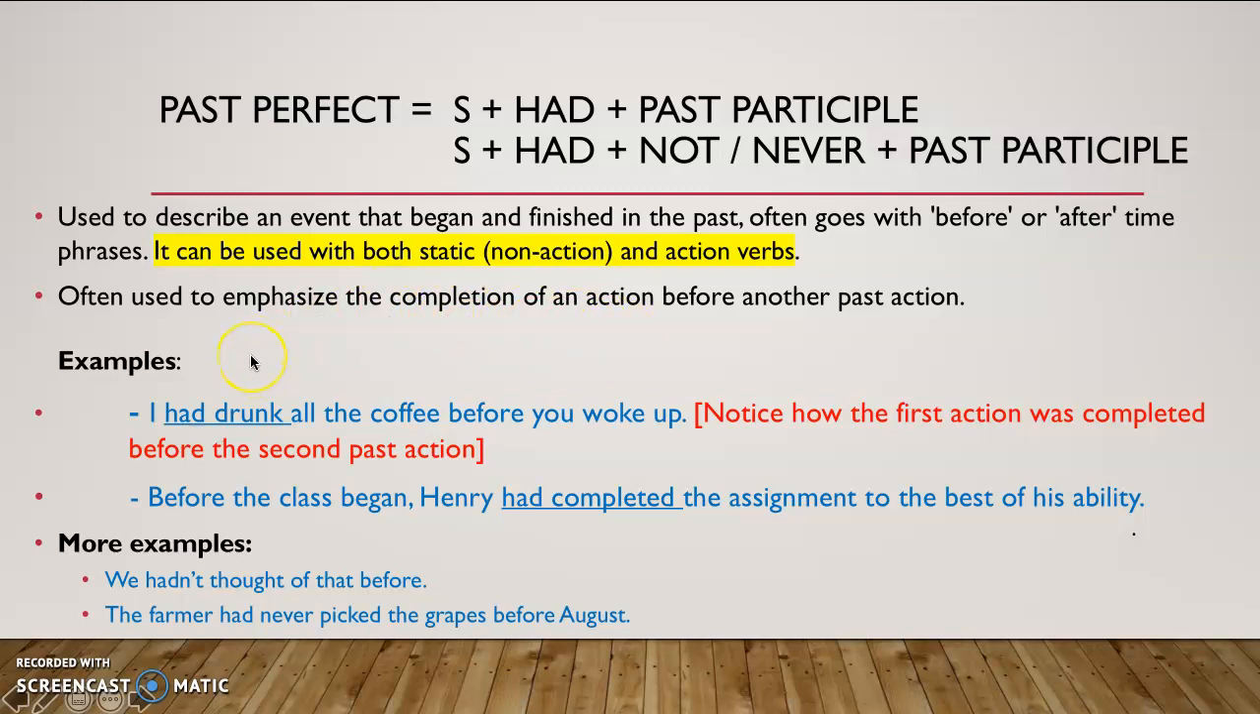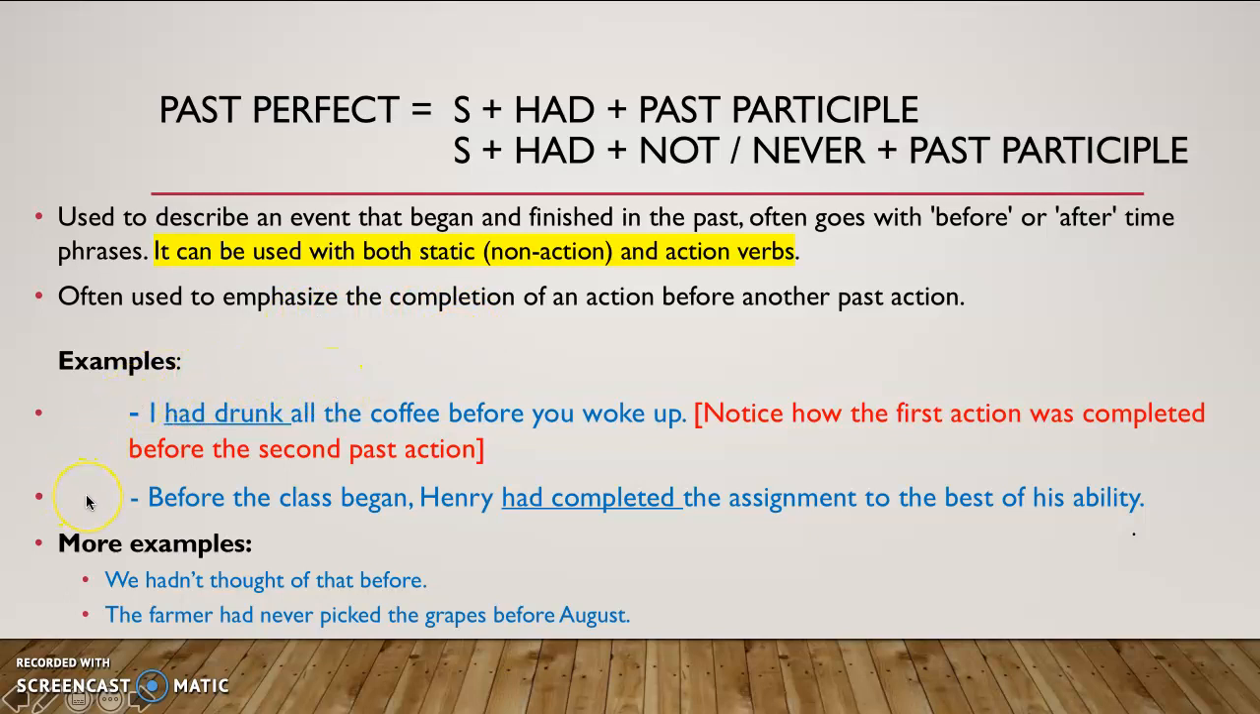Let's look at a couple examples. I had drunk all the coffee before you woke up. Notice how the first action was completed before the second past action. Okay, you woke up happened second, but before that, I can use the past perfect, had drunk, to emphasize that completion of me drinking all the coffee.